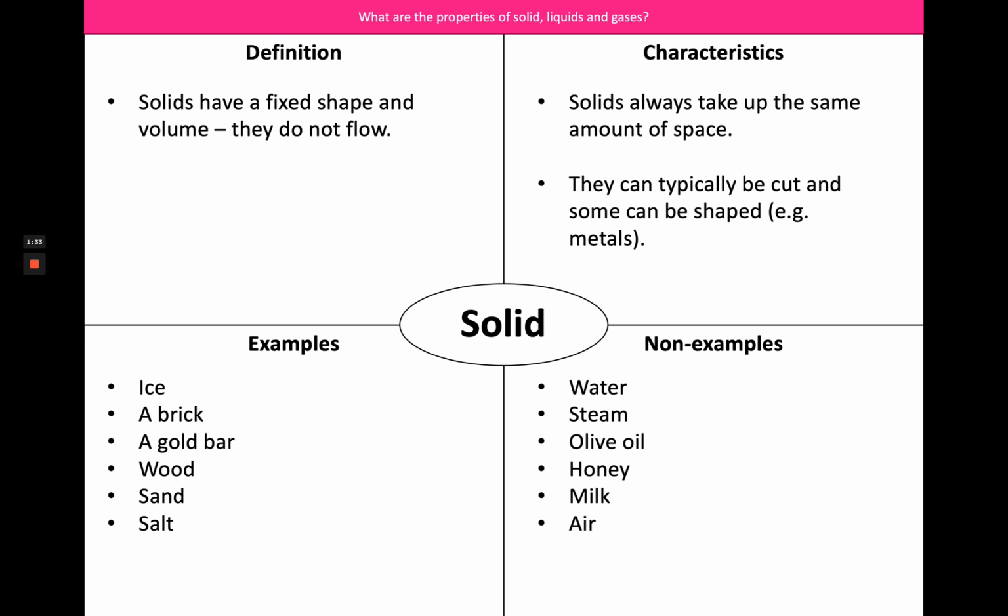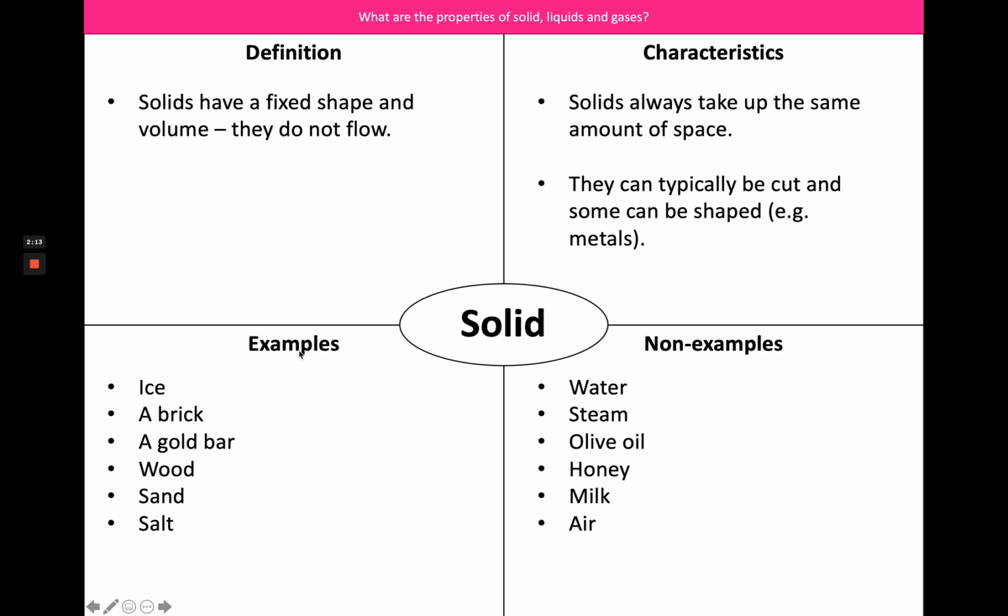So if we consider solids and think about how we can define a solid, one thing about them that's always the case is that they have a fixed shape and a fixed volume, and what they absolutely do not do is flow. Because they have a fixed shape and a fixed volume, that means they always take up the same amount of space. We can typically cut them, and some of them, metals, can be shaped. So these are characteristics particular to solids. If you think about a metal, you could maybe draw it out into a wire, and once you had done that, it would stay in that shape.